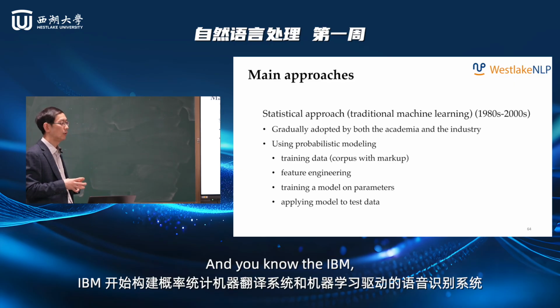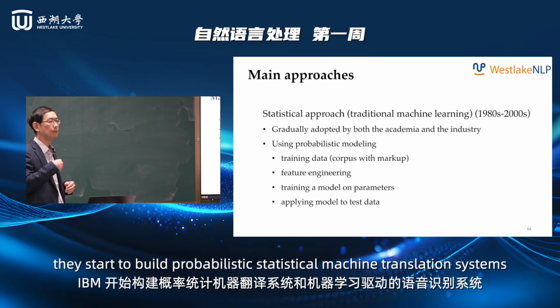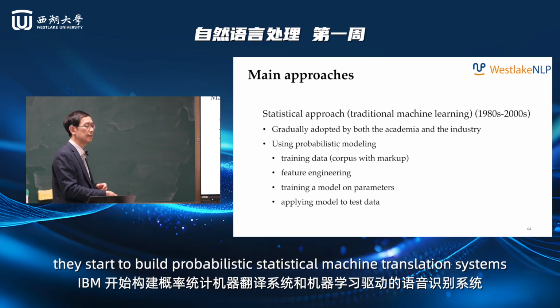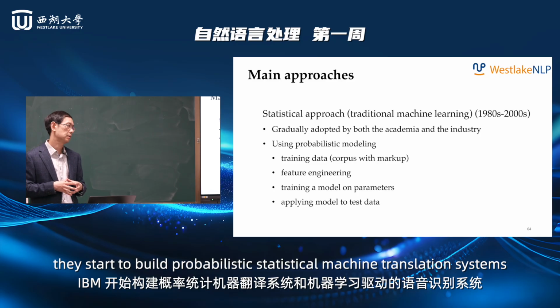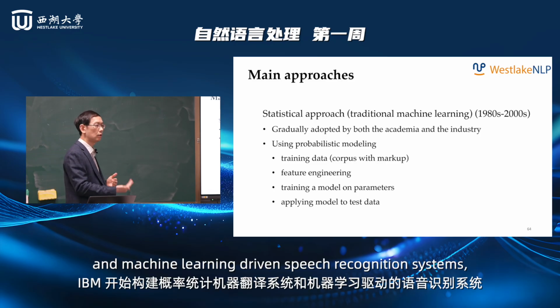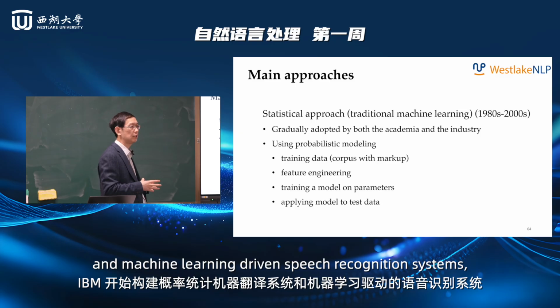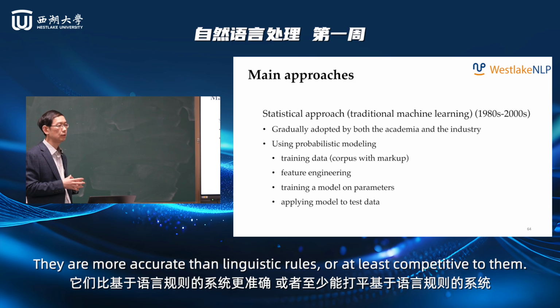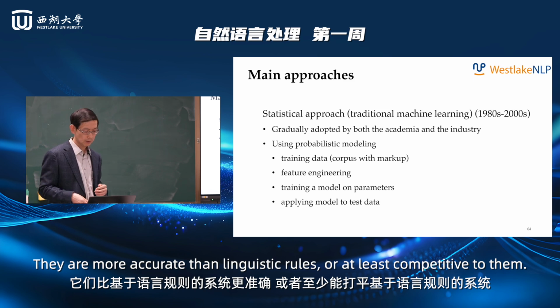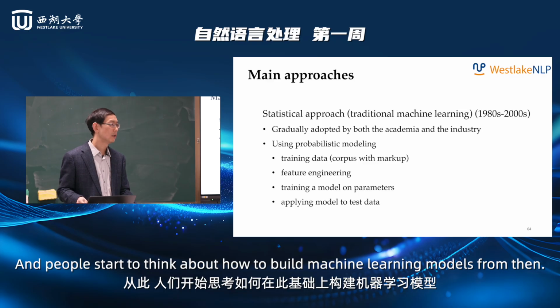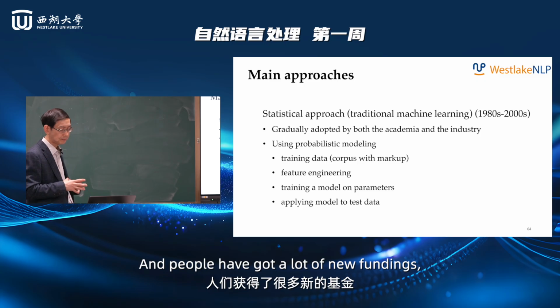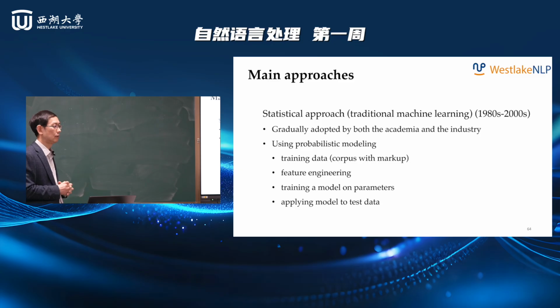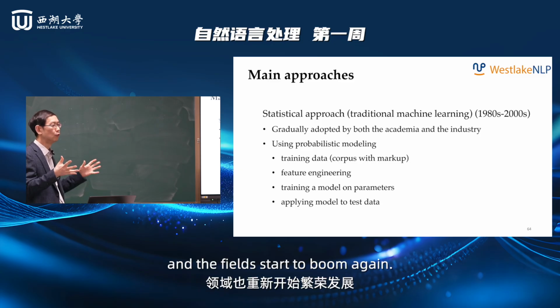Okay, and the IBM folks started to build probabilistic statistical machine translation systems and machine learning driven speech recognition systems. And they worked. They were more accurate than linguistic rules, or at least competitive with them. And people started to think about how to build machine learning models from them. And people got a lot of new funding, all right? And the field started to boom again.